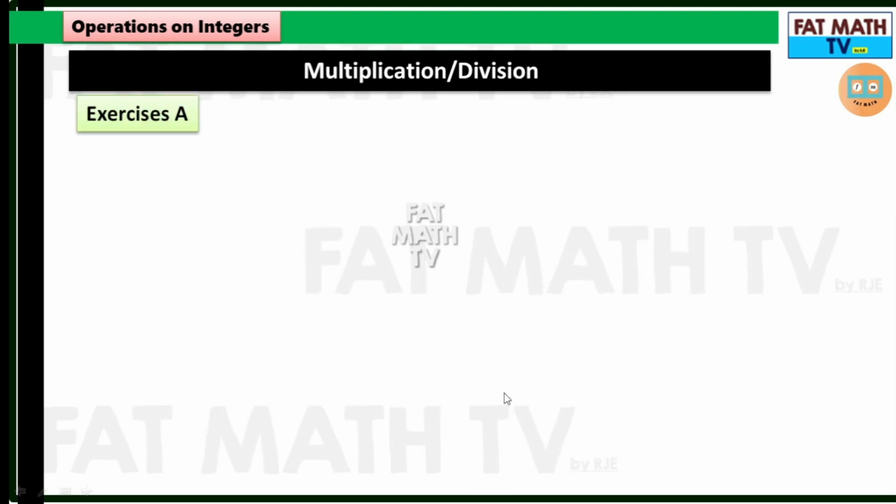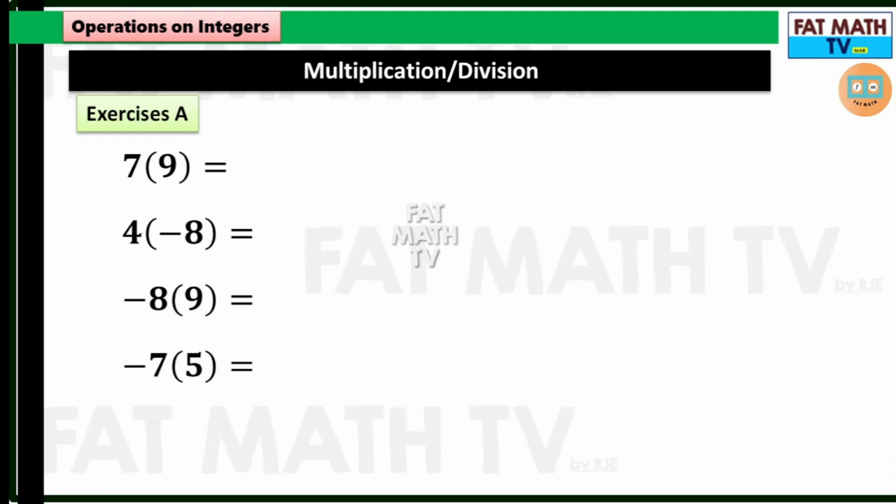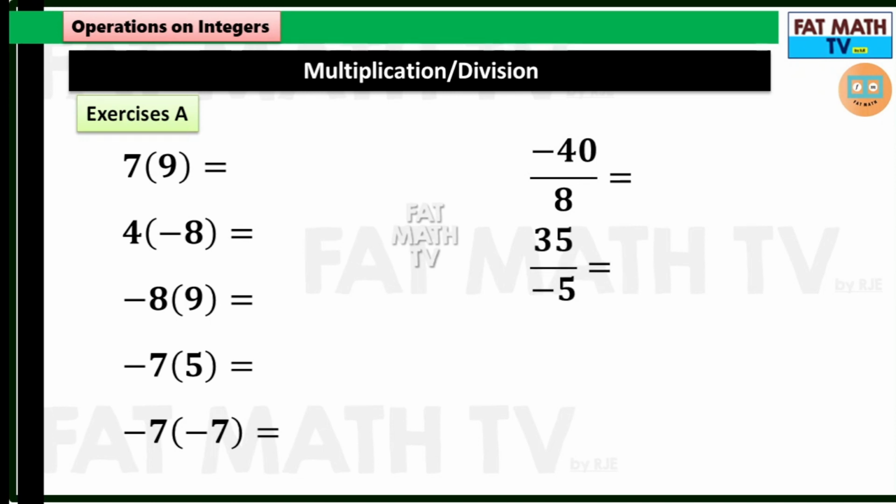Let us have the following exercises. 7 times 9, 4 times negative 8, negative 8 times 9, negative 7 times 5, negative 7 times negative 7, negative 40 divided by 8, 35 divided by negative 5, negative 48 divided by negative 6, and lastly, 28 divided by 7. Pause the video.